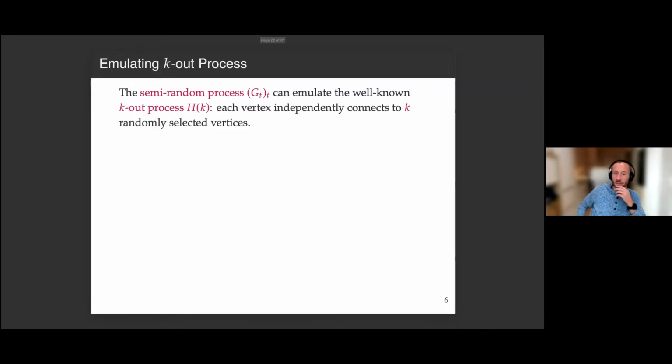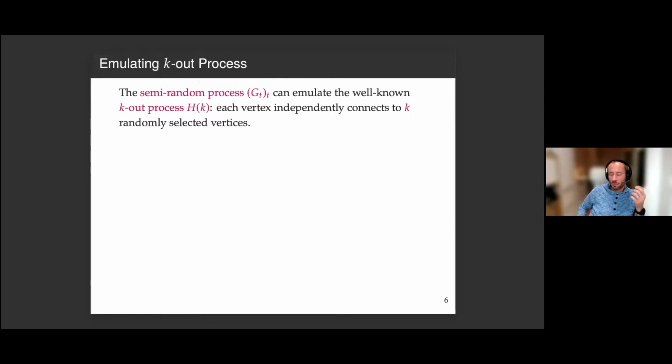Okay, so let's look at perfect matchings. So the first observation that was already made in the original paper was another emulation. So not only can you emulate an arbitrary random graph process, but you can emulate the well-known Kout process. So what's the Kout process? The Kout process is the process in which every vertex independently and randomly connects to k vertices.